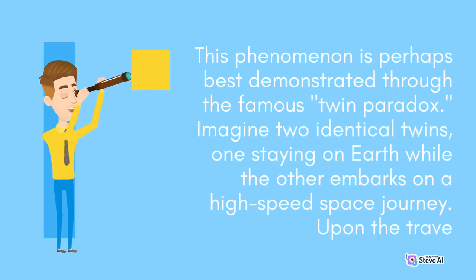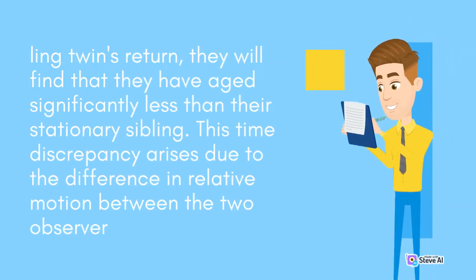Imagine two identical twins, one staying on Earth while the other embarks on a high-speed space journey. Upon the traveling twin's return, they will find that they have aged significantly less than their stationary sibling. This time discrepancy arises due to the difference in relative motion between the two observers.